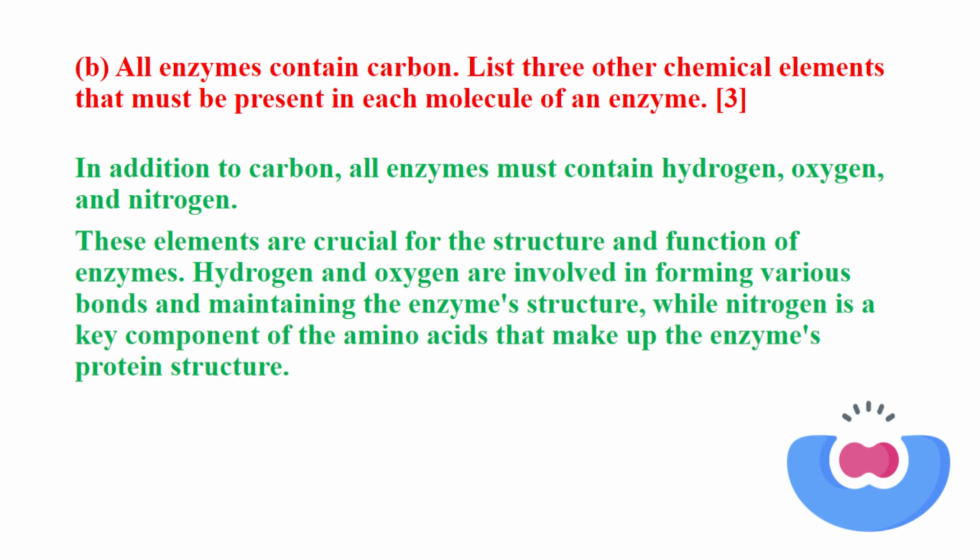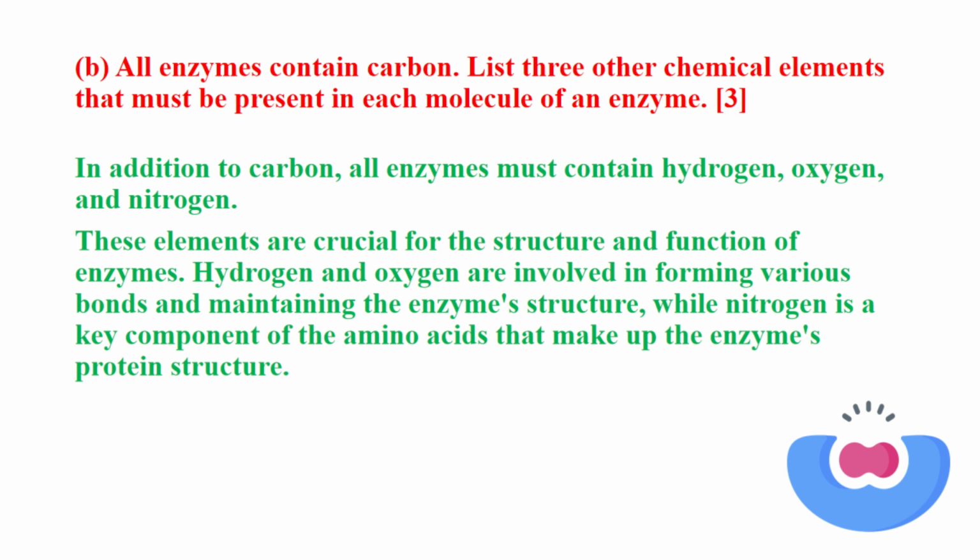In part B, all enzymes contain carbon. List 3 other chemical elements that must be present in each molecule of an enzyme. Enzymes, like all proteins, contain carbon, but they also include other essential elements. These are hydrogen, oxygen, nitrogen.